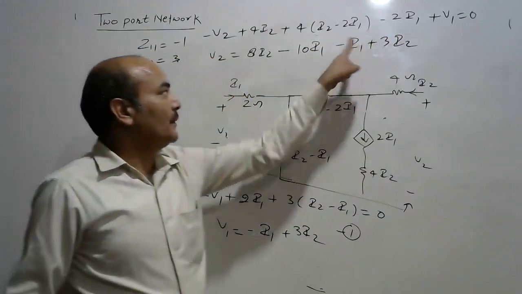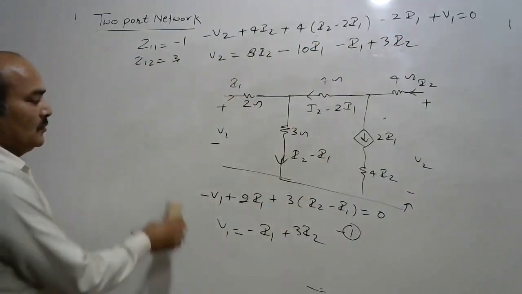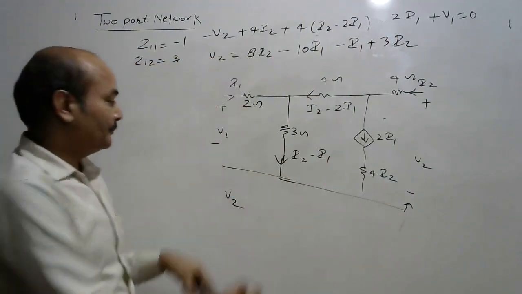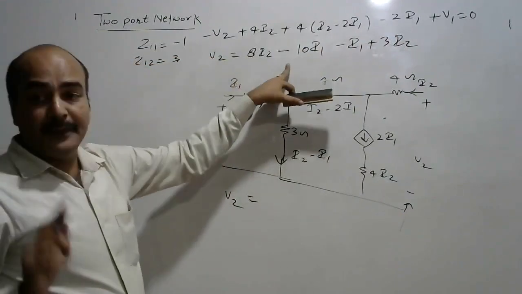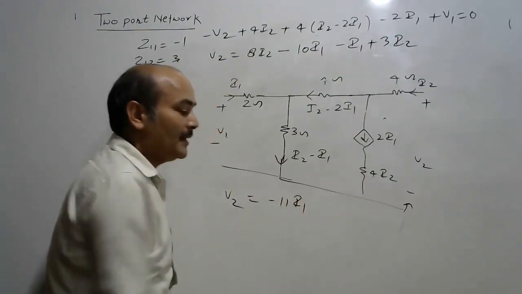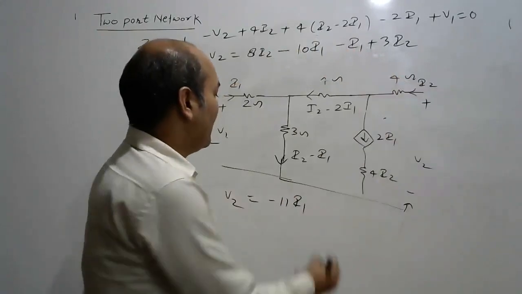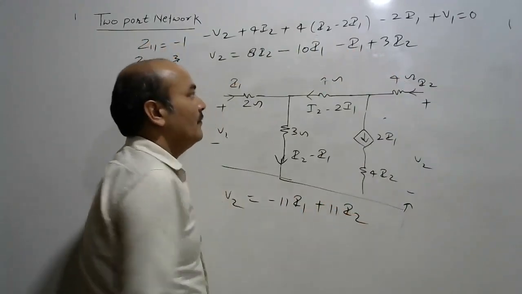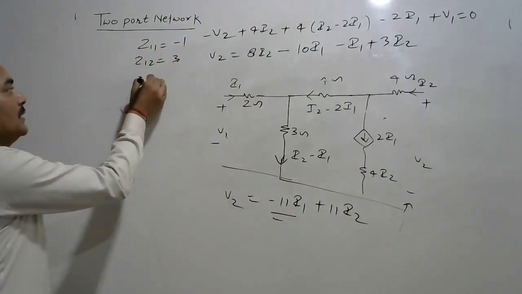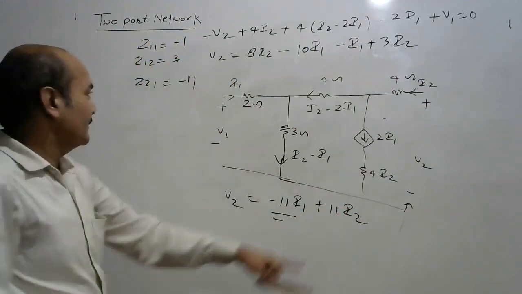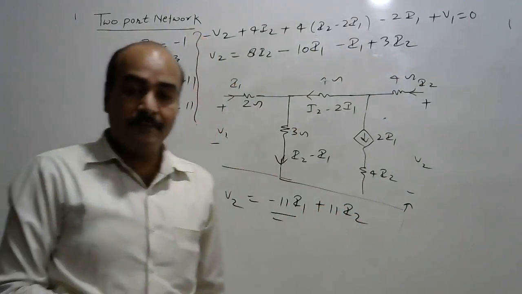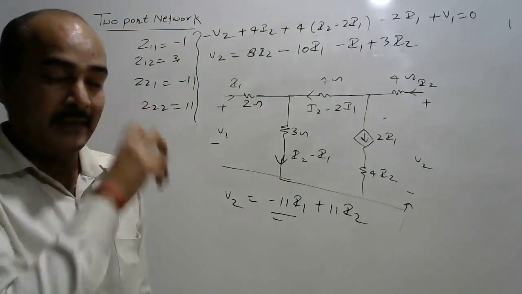Now put the value of V1 in this equation. So, V2 as a function of I1, I2: this is minus 10I1 and minus I1, that is minus 11I1, and 8I2 plus 3I2, so that is 11I2. If we compare with our standard equation, this term is equivalent to Z21, minus 11, and Z22 is equivalent to 11. So these are the parameters of our circuit.